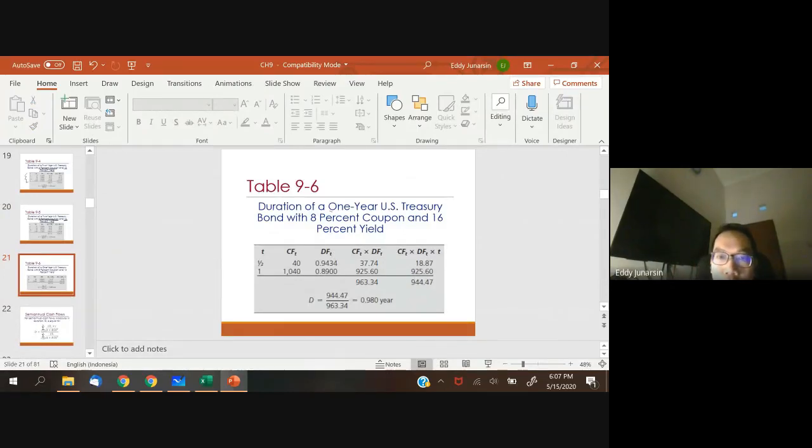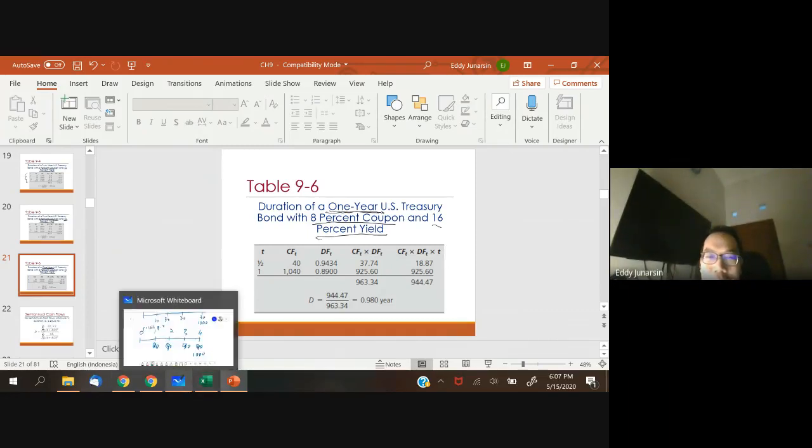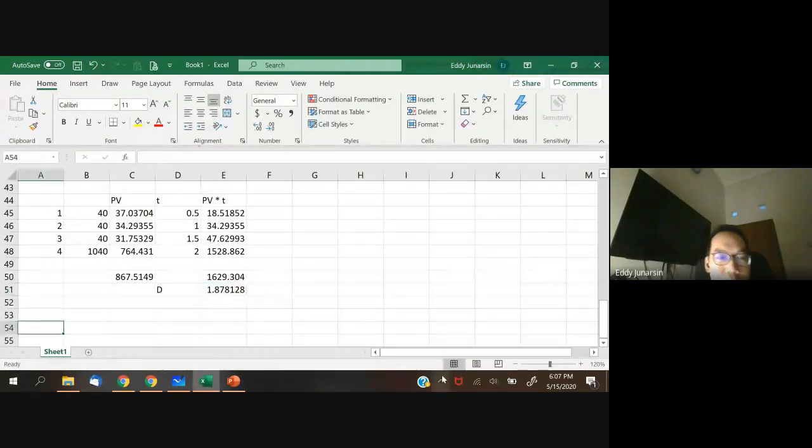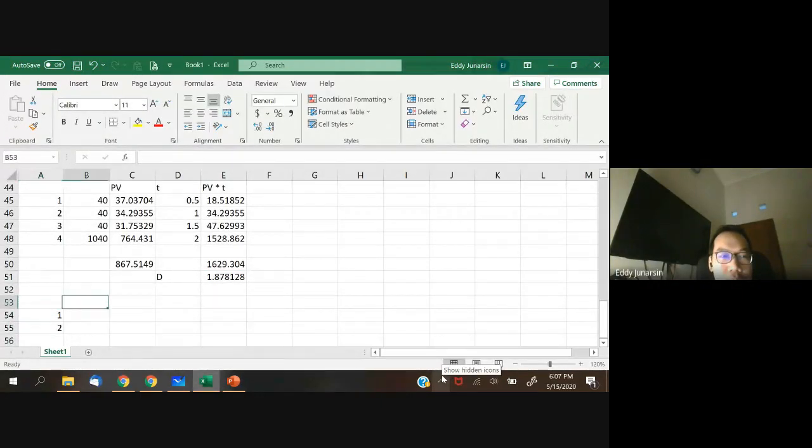So this is only 1 year, but semi-annual, right? 1 year semi-annual, 8% coupon and 16% market rate. So how many periods do we have? 1 year, but semi-annual. 2 periods. Only 2 periods here. So what is the cash flow again?